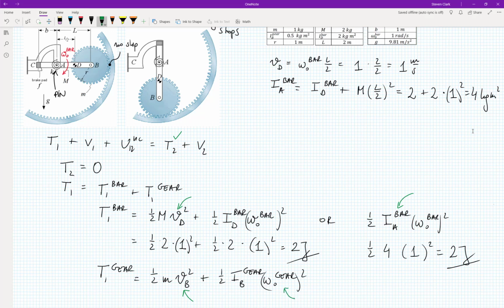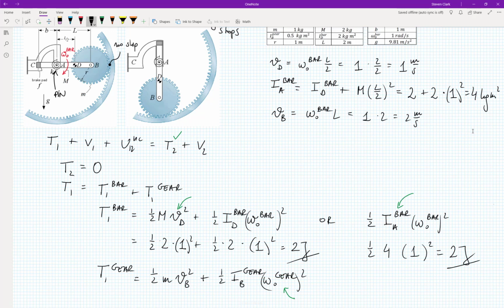So again, question to you guys. Can any of you tell me what is V_B at the time instant 0? Or in configuration 0, sorry. What is the velocity of this point? Omega_0 bar times L. So this would be 1 times 2. This would be 2 meters per second. Okay, so we're done with this guy.